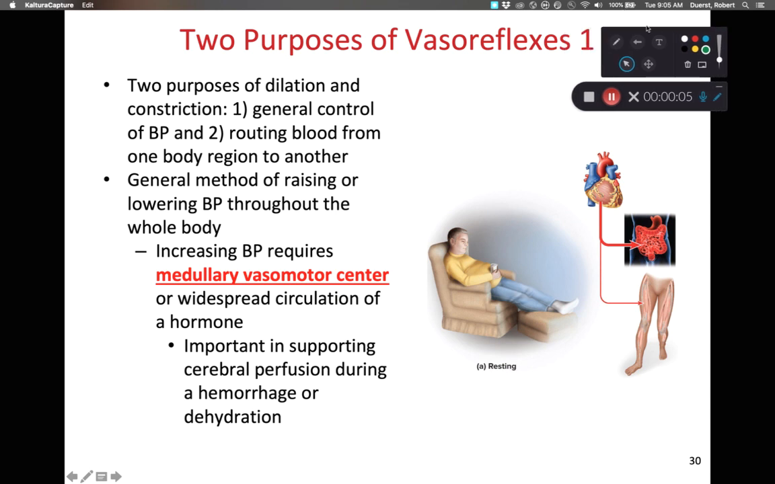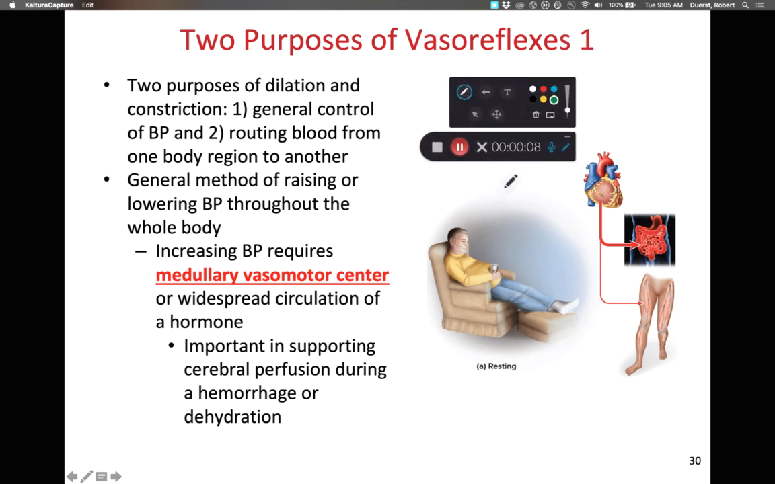Hey class, as we look at our vasoreflexes, the purpose of our vasoreflexes can be multifold. We need our vasoreflexes, those reflexes are our blood vessels, to control the dilation and constriction of our blood vessels. And this is going to allow for us to have, number one, general control of our blood pressure, and number two, reroute blood to where it needs to go in our bodies. So as we look at this method, we can find that we can raise or lower blood pressure with our whole body, or we can redirect it to specific parts of our body.